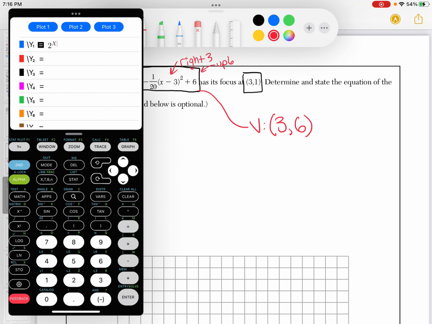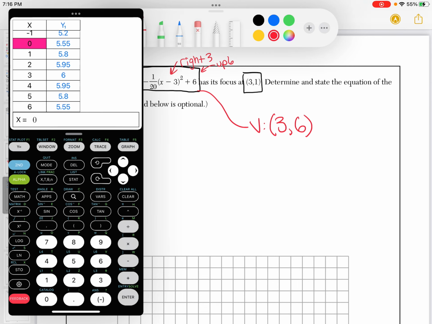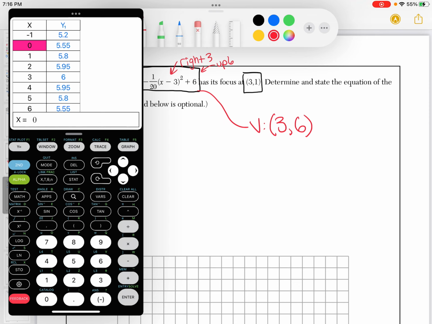What if I don't remember that rule and I completely space out on the exam? Type it in your calculator. This is -1 divided by 20, parentheses, x minus 3 squared plus 6. And then I go to my table, and I'm trying to find that middle value. I already know it's at 3, 6, so I can kind of pinpoint in on it.